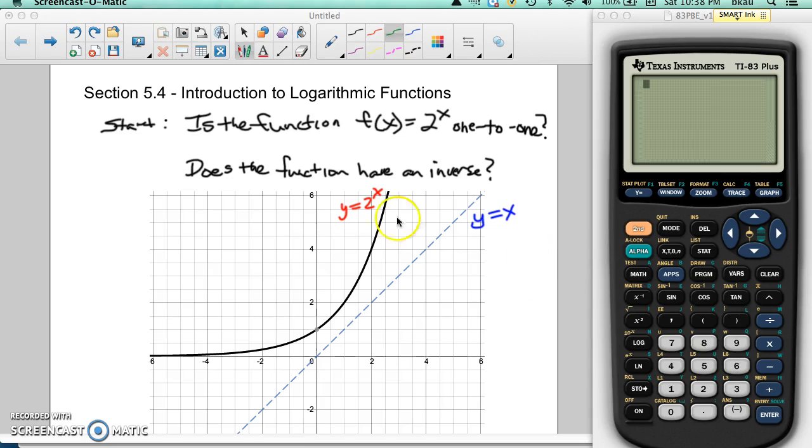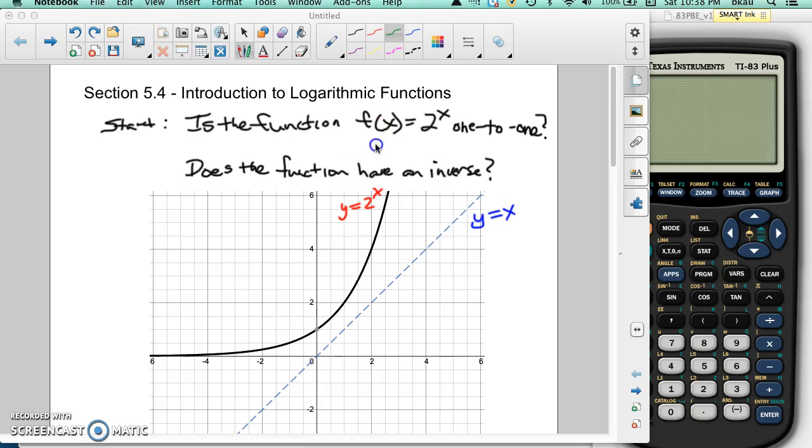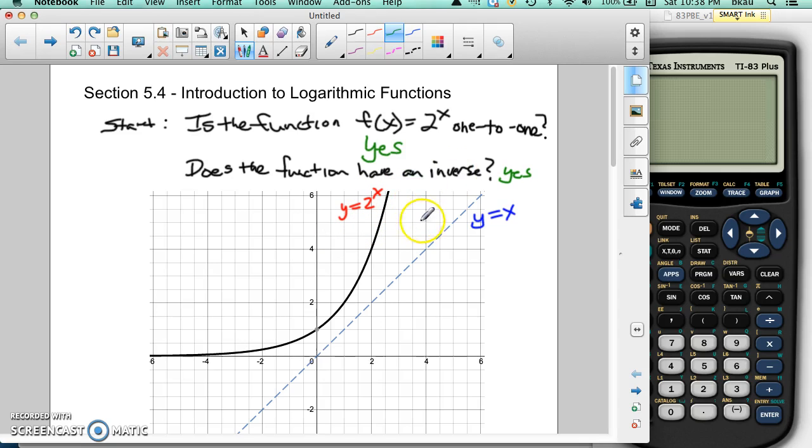So if you look at that, we would do that with the horizontal line test. We would look for horizontal lines crossing through this graph. As you can see here, horizontal lines would only cross the graph once, so it is 1 to 1. We don't have any horizontal line crossings of more than one time. Does it have an inverse? We would have to say yes to that as well, because it passes the horizontal line test and is 1 to 1.